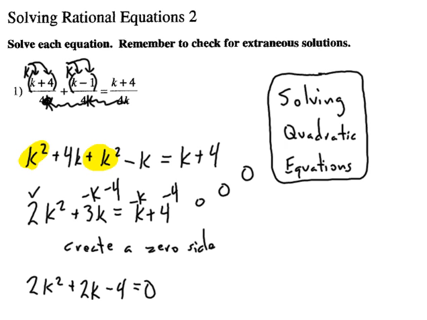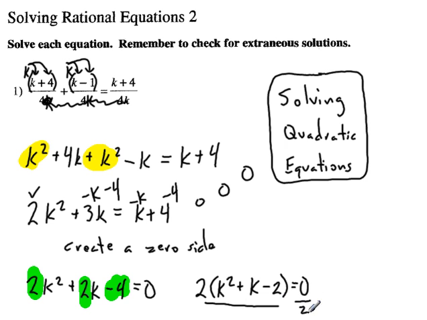Now, the next thing that I want your brain to pick up on when you see these, like when you're working them, I want your brain to catch things. I have a common factor that I can pull out. Factor first. I'm going to pull out a 2, and it's going to leave me with k to the second plus k minus 2 equals 0. What happens if I divide by 2? And I'm going to have to go up here to do that. 2 divided by 2 cancels it on the left side to 1. What's 0 divided by 2? 0 divided by 2 is 0.